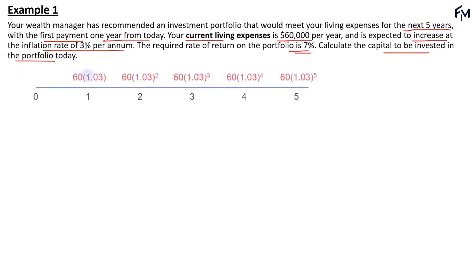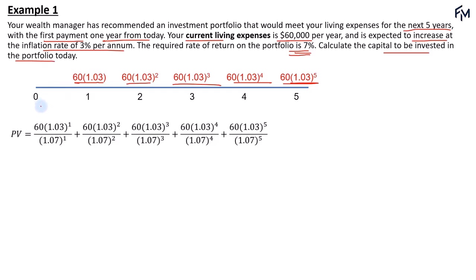So looking at the timeline, from year 1, we have 60,000, which is the current living expenses at time 0, times 1.03, the inflation rate. So this is what the portfolio has to generate to pay for the living expenses in year 1, year 2, year 3, 4, and 5. And if we discount all these cash flows at a rate of 7%, then the PV of these cash flows will be equal to this amount.